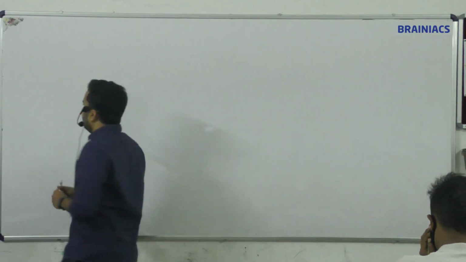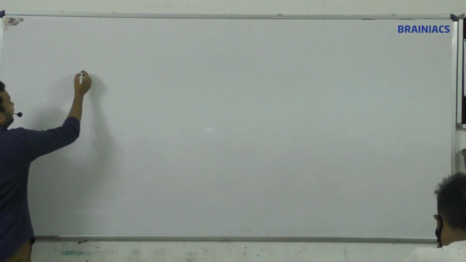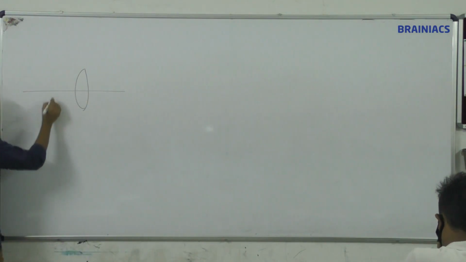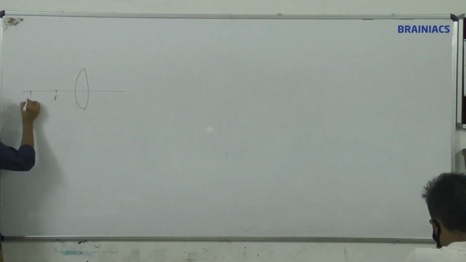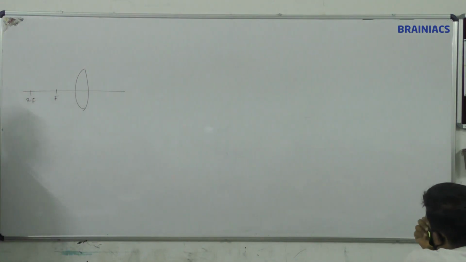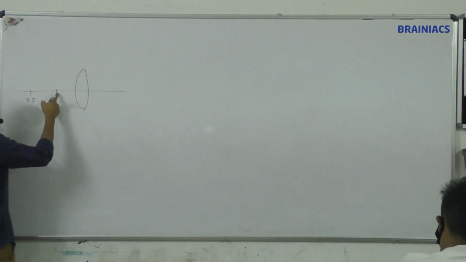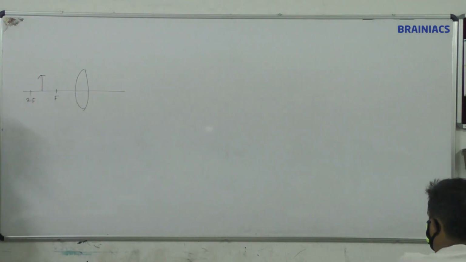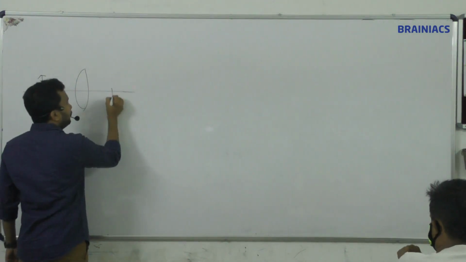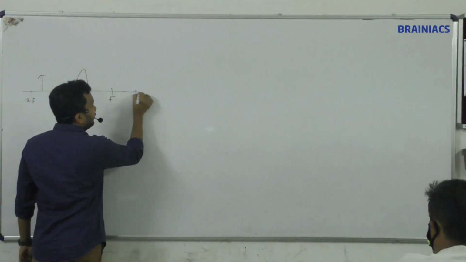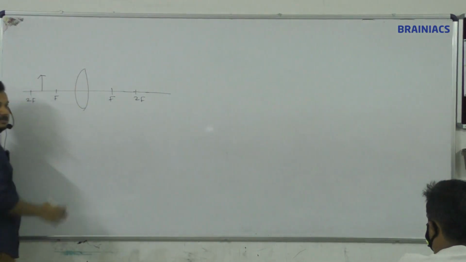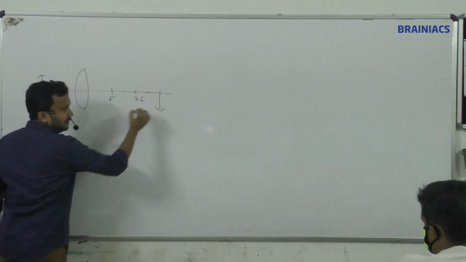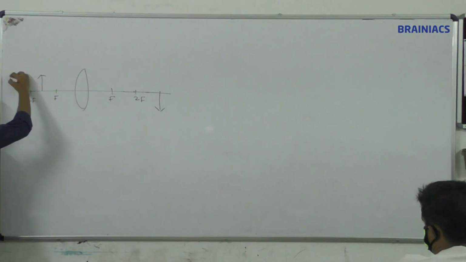Before going to this topic, we have to revise what we learned earlier. For example, this is the first focus. If an object is placed between F and 2F, where will the image be formed? Beyond 2F, beyond C, where C means 2F. So the image will be formed here. It is an inverted image. This we already know.